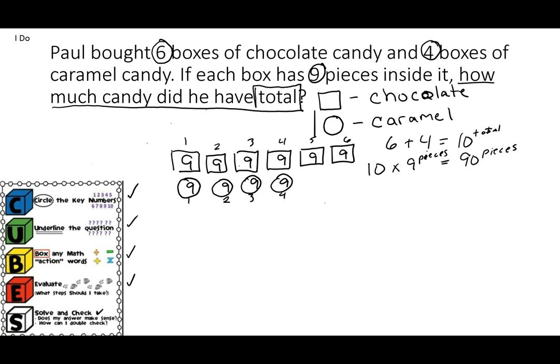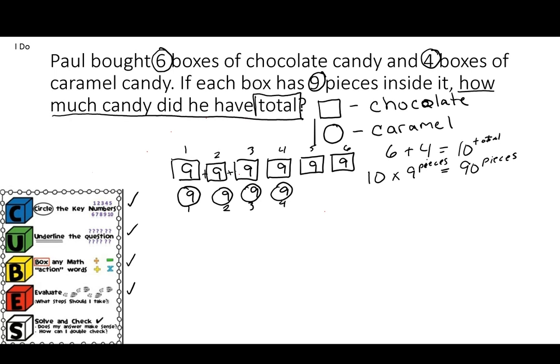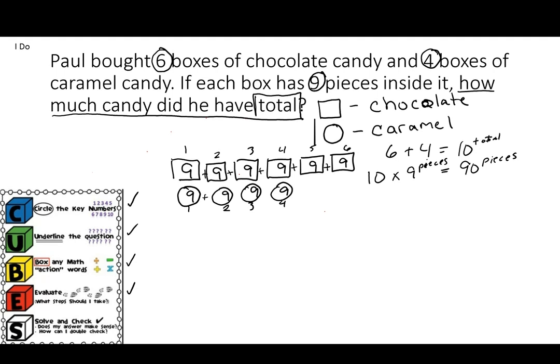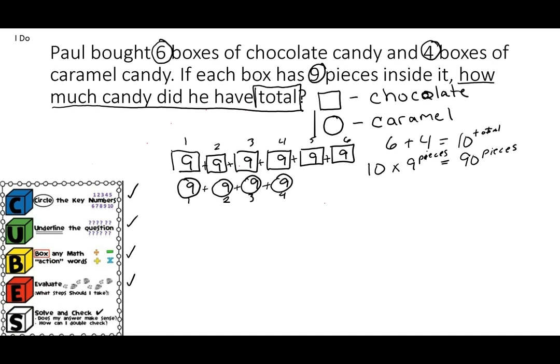Another thing I can do here is I can add each one of these boxes together. So I can add 9 plus 9 plus 9 plus 9 plus 9 plus 9. And I can go on for 10 times. And I will also get 90, because we know that multiplication is simply repeat addition.